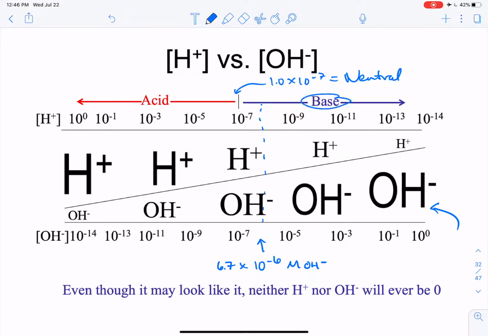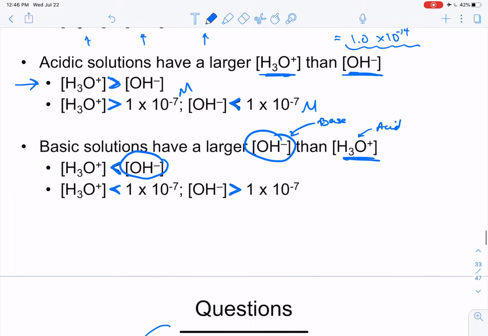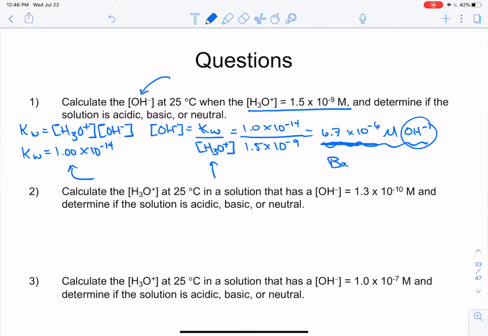And you guys can see we're in the basic zone over here. So we'd go back to this problem and we'd say this is a basic solution. If we think about this, when we're neutral, we're going to have 10 to the negative 7 here. Well, 10 to the negative 6 is actually a bigger number than 10 to the negative 7. So there's more hydroxide, or more base ions, in this solution than there would be if it was a neutral solution. If there's more base than there would be in a neutral solution, it should make sense that the solution is basic.